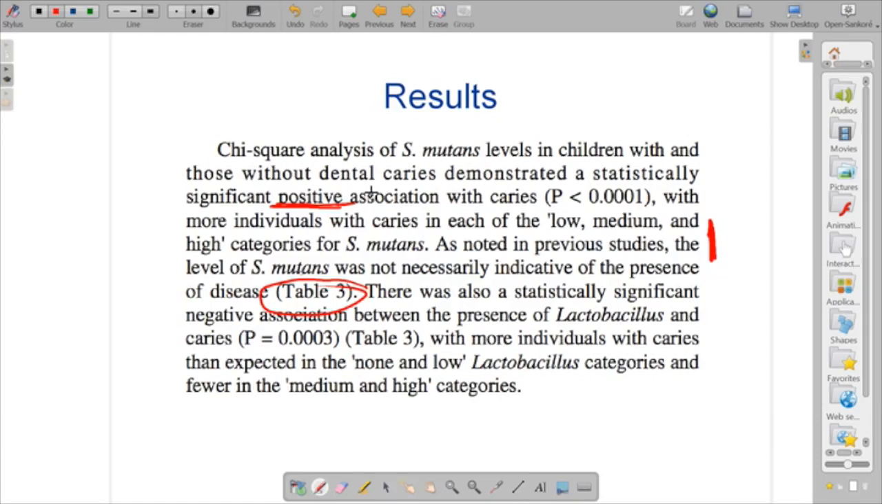And similarly, when they're talking about the lactobacillus, they also mention in here a negative association. So if you're going to talk about directionality, you really need to define what you mean by it. Except, of course, they could have done a Spearman rank correlation here, where the directionality is obvious, because positive and negative correlations are well defined for the correlation tests.